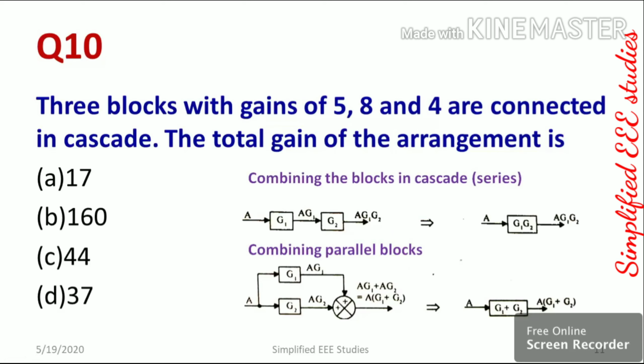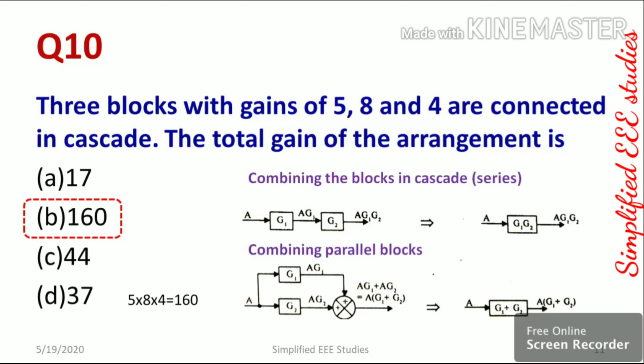Now let me move on to the question. Three blocks having gains of 5, 8 and 4 are connected in series or cascade. Then what are you supposed to do? You need to multiply G1, G2, G3. 5 into 8 is equal to 40. 40 into 4 is nothing but 160. So you can go for option B. Option B is the right answer.